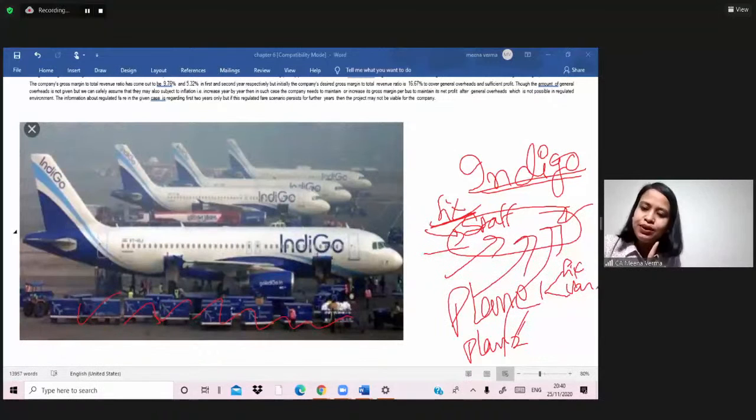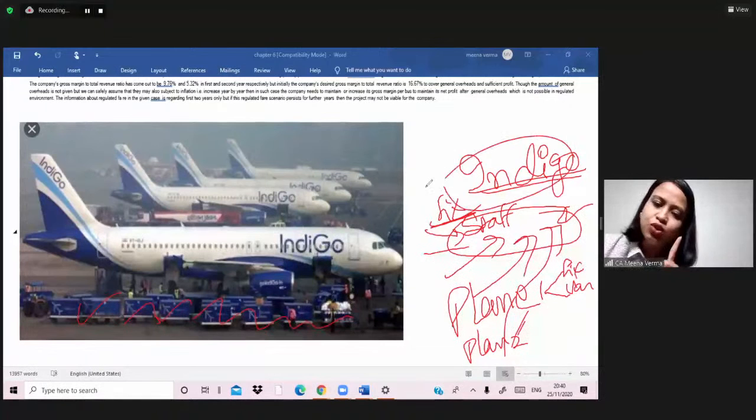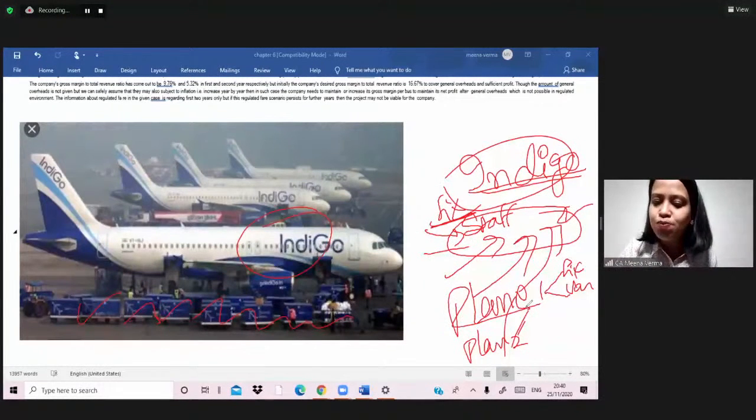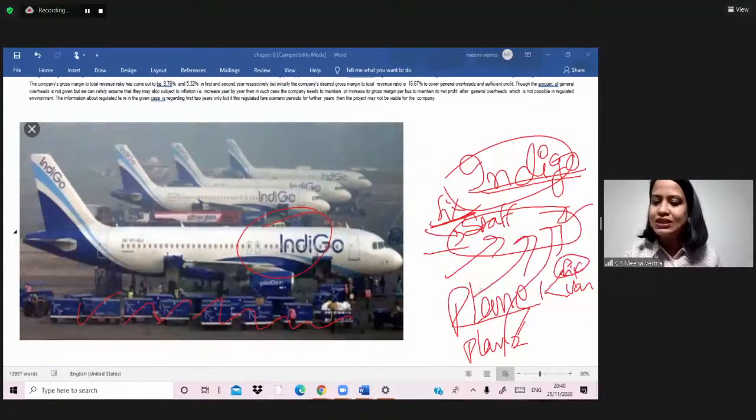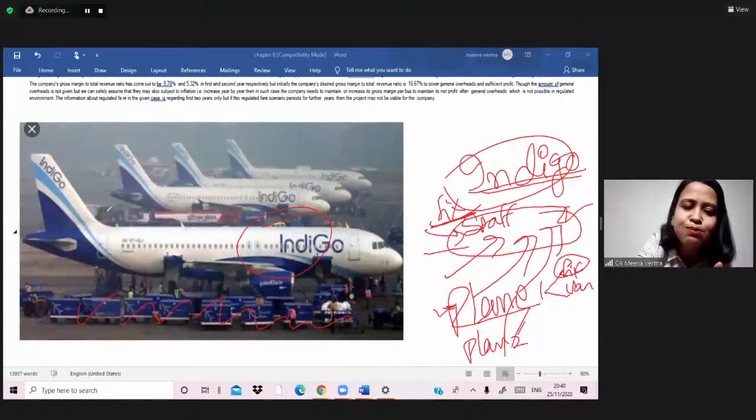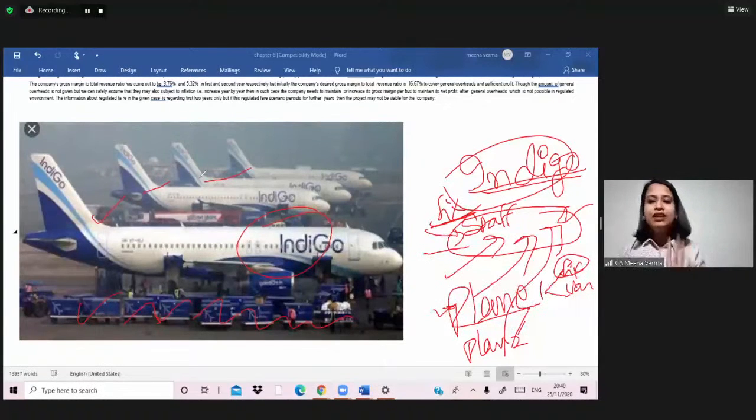Remember, these fixed costs can be of two types. One fixed cost is related to the entire Indigo company, the entire organization's fixed cost. Another fixed cost is related to the plane. If this plane works, this fixed cost will remain with this plane. This cost is fixed for this plane, but it may vary for the entire organization. If you increase the number of planes, this fixed cost will increase. If you decrease the number of planes, the fixed cost per plane will decrease.